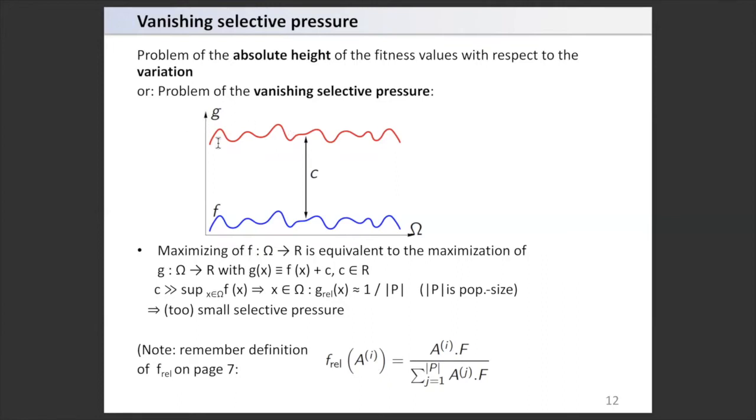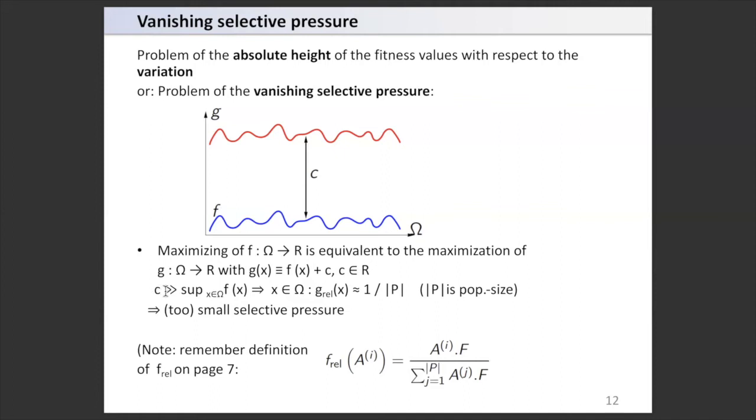Consider these two functions, g and f. Maximizing f, which is a function from the search space omega to real values, this is the fitness function, is equivalent to maximization of g, again from omega to real values, with value g(x) equal to f(x) plus a constant. C is selected from the real numbers.